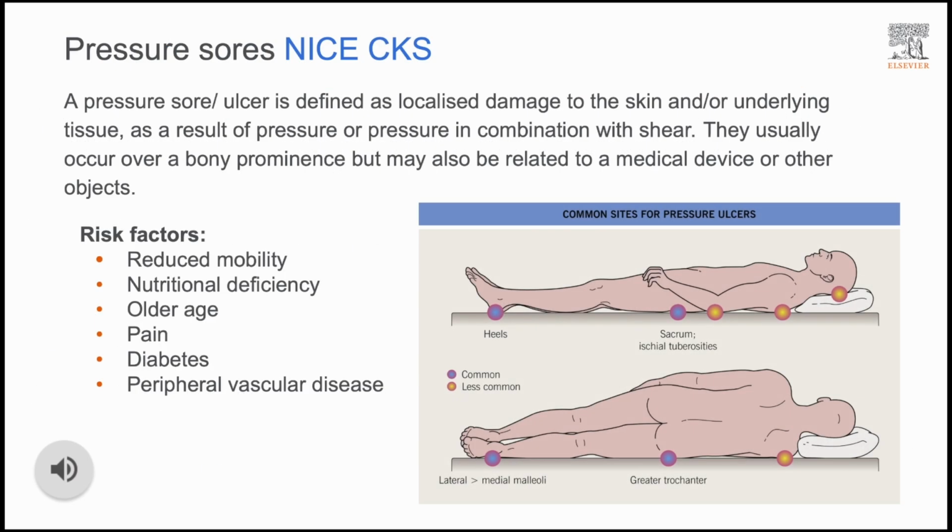Pressure sores. A pressure sore, also known as a pressure ulcer, is defined as localised damage to the skin and/or underlying tissue as a result of pressure, or pressure in combination with shear. They usually occur over a bony prominence, and you can see on the picture on the right common places where pressure sores tend to occur, but they may also be related to a medical device or other objects.